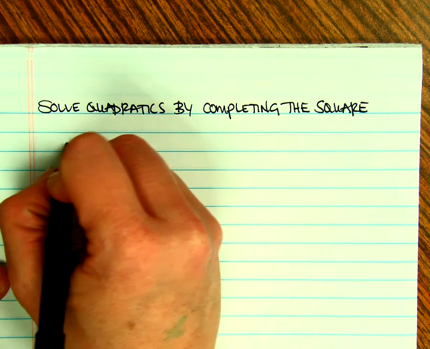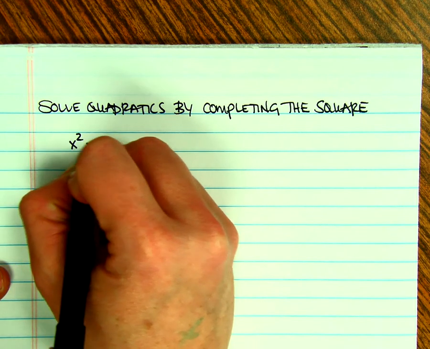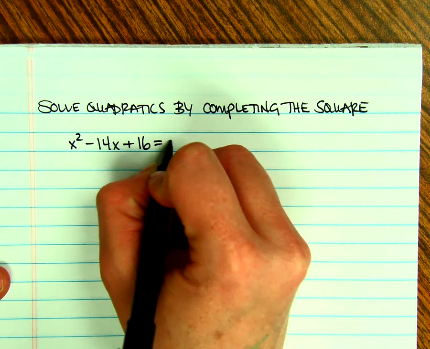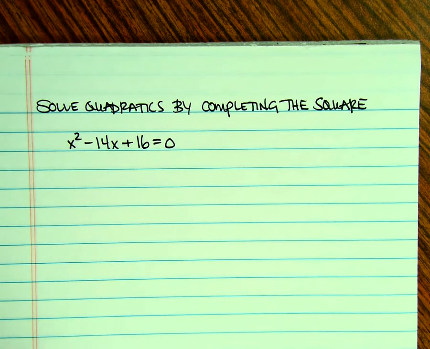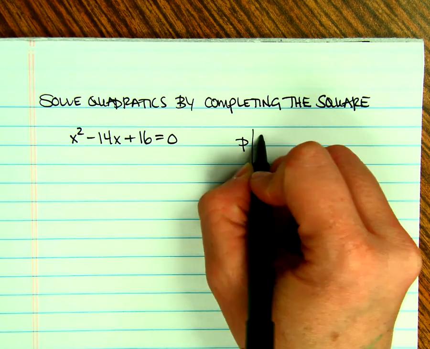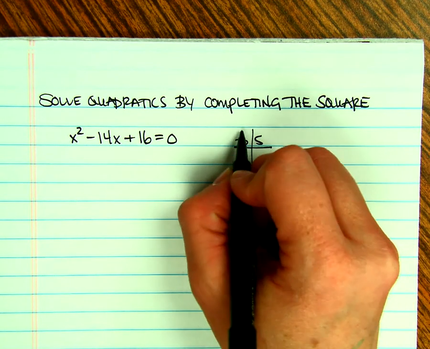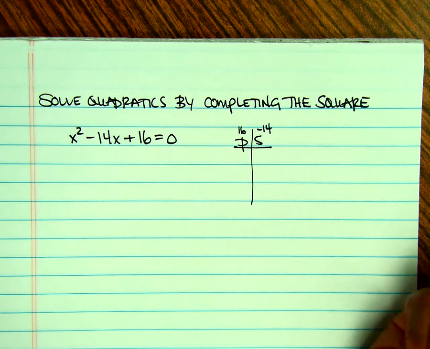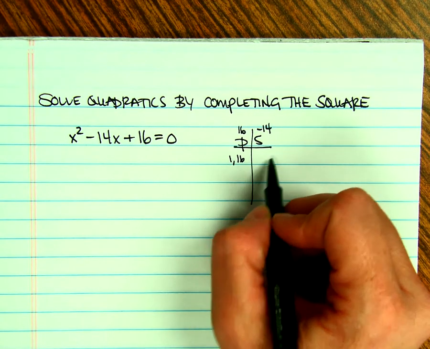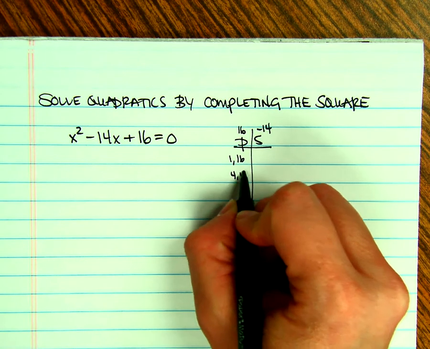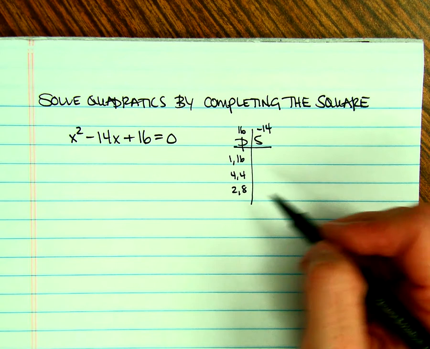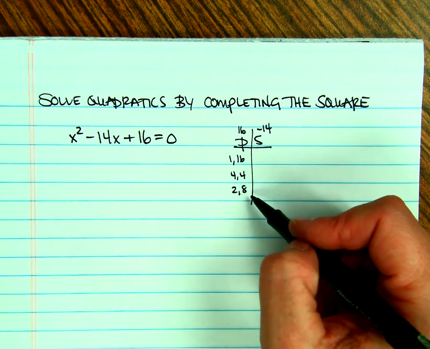Okay, so if we have x squared minus 14x plus 16 equals 0, and we create a product-sum table, the product would be 16 and the sum would be negative 14. 1 and 16, nope, it gives me either 15 or 17. 4 and 4, nope. 2 and 8 gives me either 10 or 6. So as of right now, this is not factorable.